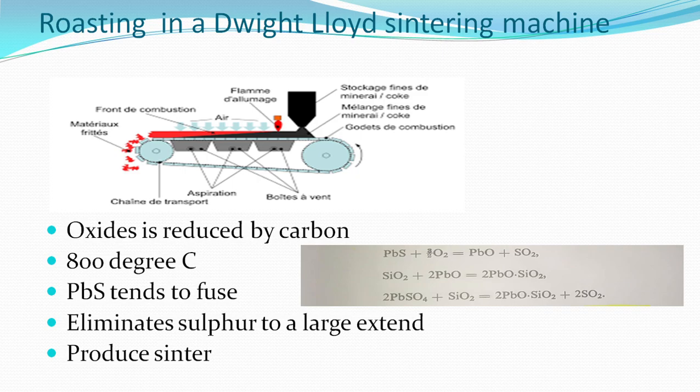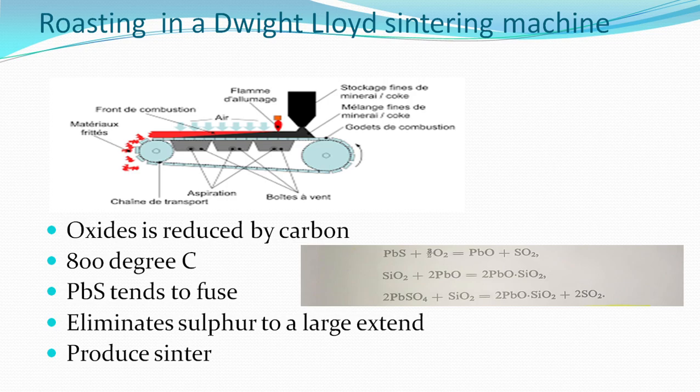The second reaction is silicon dioxide reacting with lead oxide to produce lead oxide dot silicon dioxide. The third reaction is lead sulfate plus silicon oxide reacting to form lead oxide dot silicon oxide plus sulfur dioxide. As a result, sulfur dioxide gas is released to the atmosphere and lead oxide remains. So this is the second process in the extraction of lead.